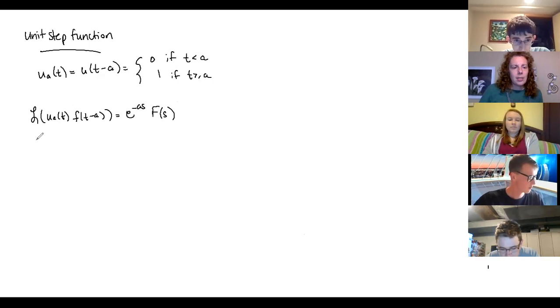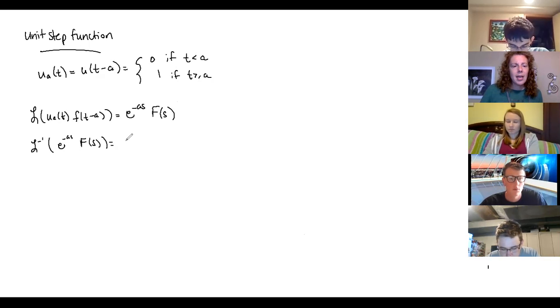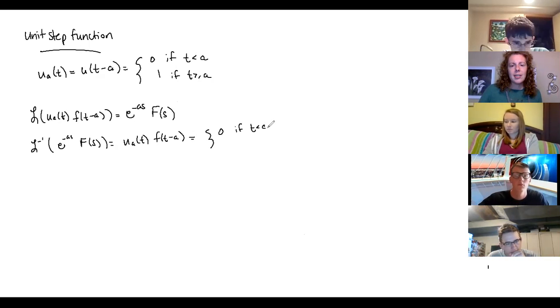And then we can go backwards also. The inverse Laplace transform of e to the negative a times s times capital F of s is u sub a of t times f of t minus a. And remember, that just shifts. So this is 0 if t is less than a, and it's f of t minus a if t is bigger than or equal to a. Oh, I must have done something wrong because 2 people raised their hand. Who do we got?